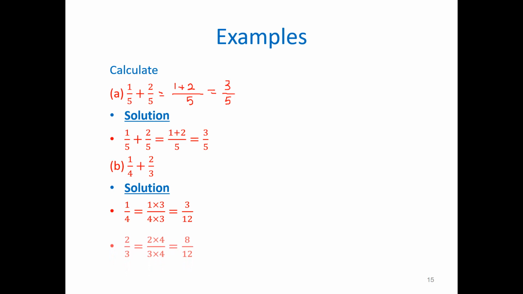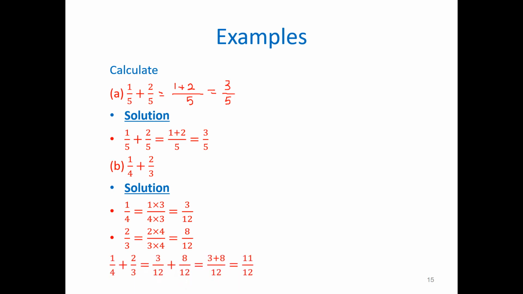Now the second fraction: if we multiply it by 4 and divide by 4, you multiply the numerator by 4 and the denominator by 4. This is the second fraction. What we get is 8 divided by 12. Again, 2 over 3 is a fraction equivalent to 8 over 12. Now look at these two fractions. They have the same denominator.